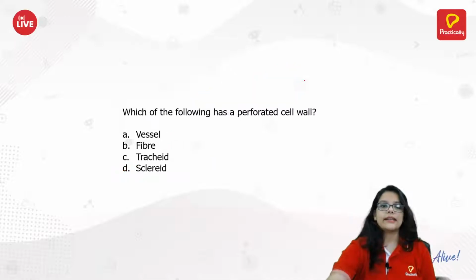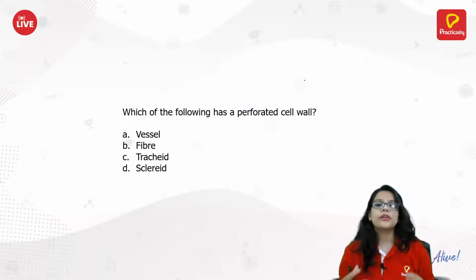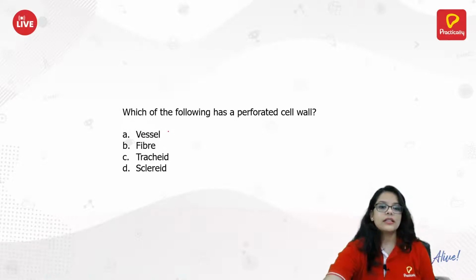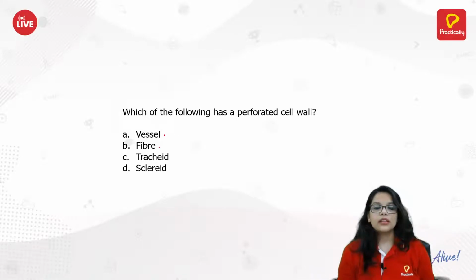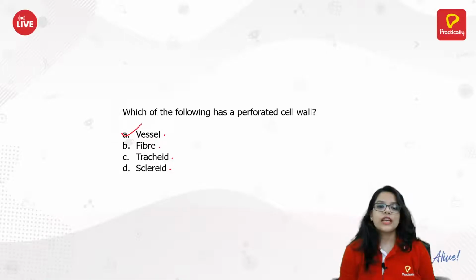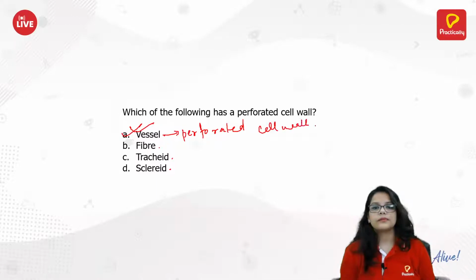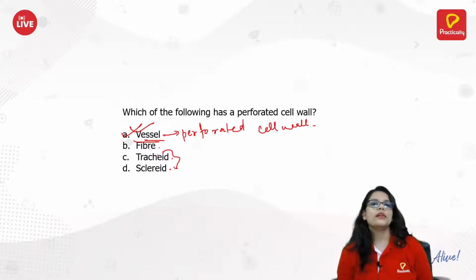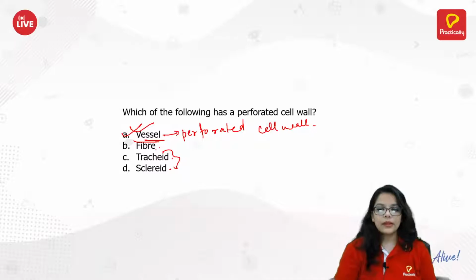Next, which of the following has a perforated cell wall? This also I said: there is vessel, there is fiber, there is trachea, there is sclereid. It is the vessel which has a perforated cell wall. None of the others have a perforated cell wall. It's only the vessel which has the perforated cell wall.